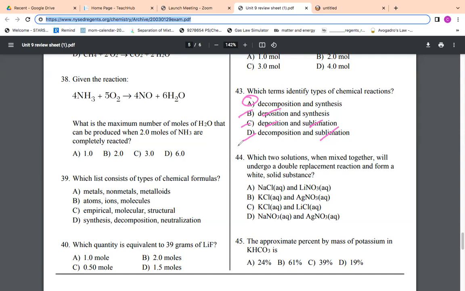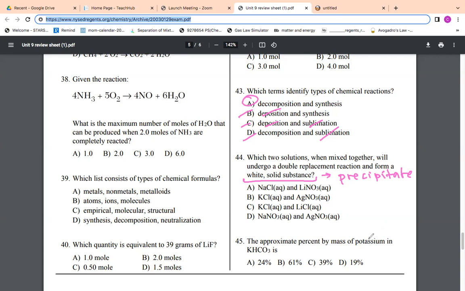All right. Number 44. Which 2 solutions, when mixed together, will undergo a double replacement reaction and form a white solid substance? Now, in order for a double replacement reaction to occur, one of the products needs to be insoluble in water, meaning it doesn't dissolve or mix well with the water. And so it will literally form into a solid and probably end up sinking to the bottom of the beaker or the test tube, whatever you have it in. And this solid substance that is insoluble, we refer to it as a precipitate. And we say that it precipitates out of the solution.